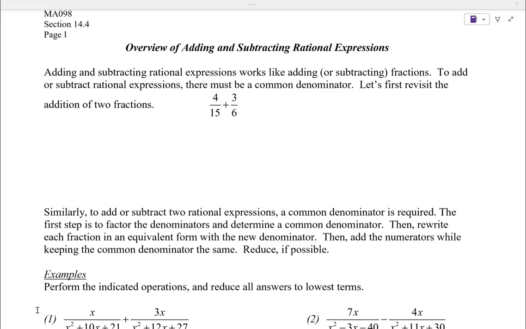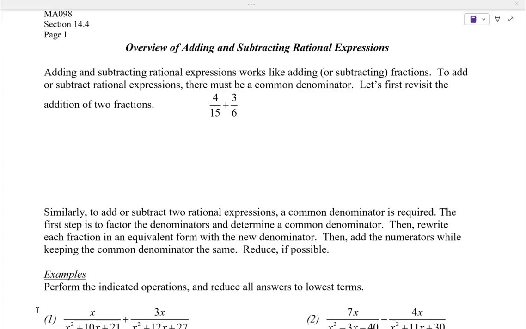So we've talked about in the previous lecture how we multiply and divide rational expressions. So today is just going from multiplication and division over to addition and subtraction. Let's go back and remember how we do addition and subtraction of just fractions to start with, right? So the way these fractions are written, can we combine them together right now?